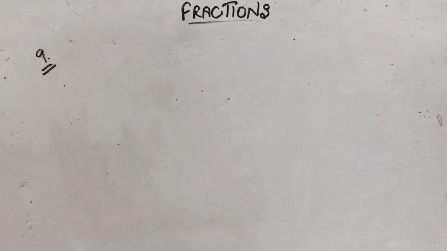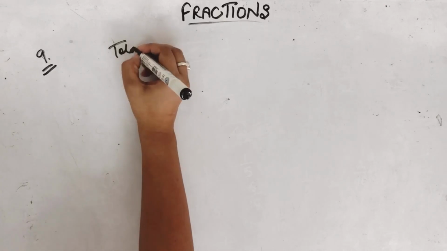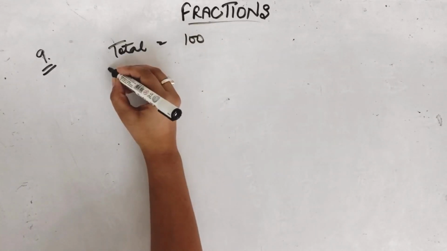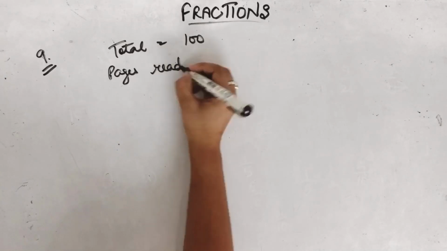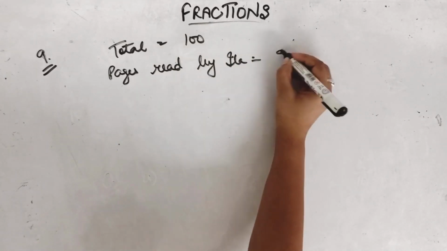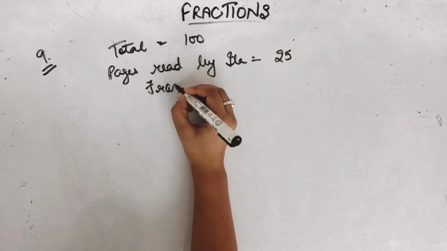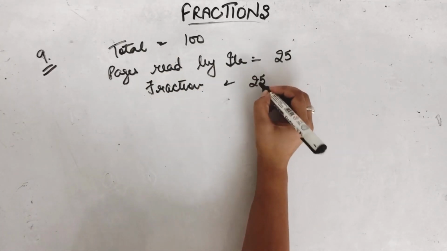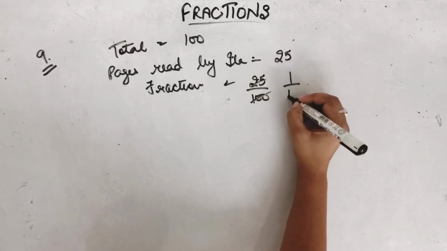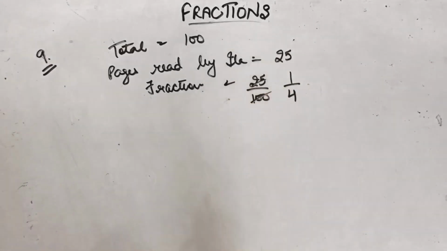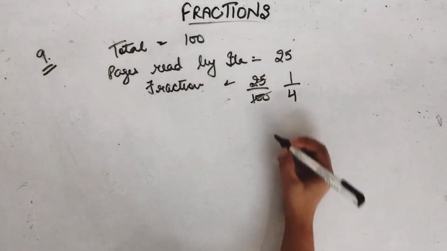Ninth question. Ela read 25 pages of a book containing 100 pages and Lalita read 1 by 2 of the same book. Who read less? Now one fraction is given for Lalita, but for Ela no fraction is given. So first you have to find out the fraction. Total number of pages is 100 and pages read by Ela is 25. So the fraction will be 25 by 100. After simplifying you will get 1 upon 4. So Ela's fraction is 1 by 4 and Lalita's fraction is 1 by 2.